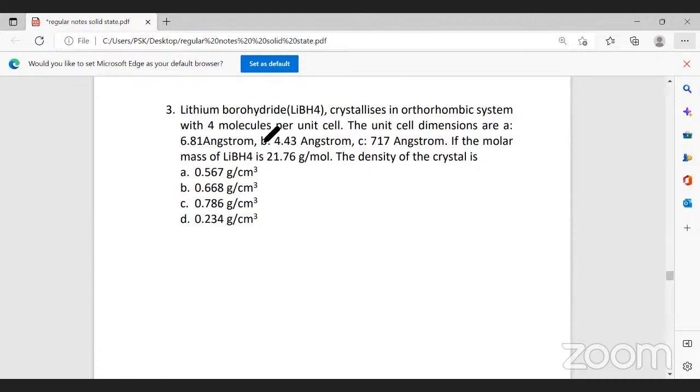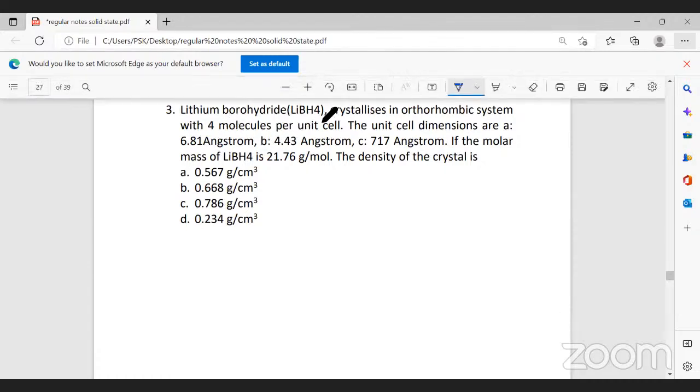Now, lithium borohydride, or lithium boron hydride, LiBH4. It's a very good reducing agent. Lithium aluminum hydride, lithium boron hydride, they're all very good reducing agents. They crystallize in the orthorhombic system with 4 molecules per unit cell. What do you mean by that? It is not crystallizing in FCC. If it crystallized in FCC, we know the number of molecules would be 4. But it is an orthorhombic system.